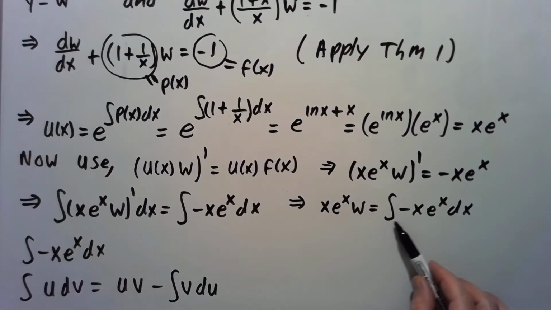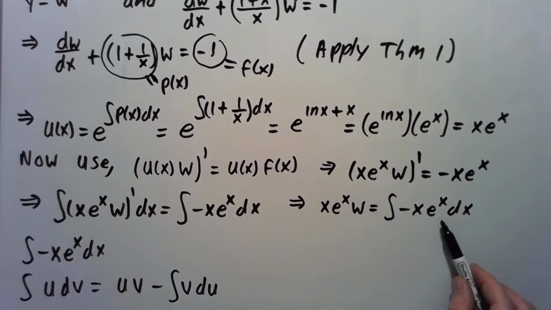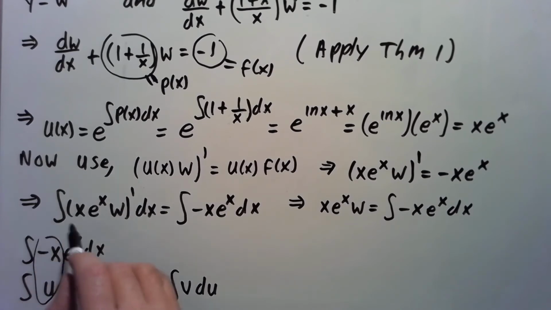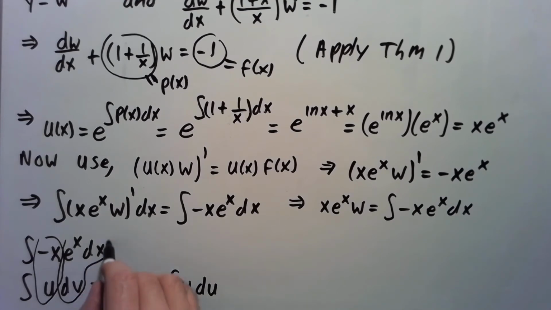Okay, so we have to figure out this side of the integral, which is going to require integration by parts. So here's my integration by parts formula: integral of u dv equals uv minus integral v du. And our substitution here is going to be letting the negative x equal u. And so my e to the x would be my dv, e to the x dx. Okay, so making those substitutions, we get then.